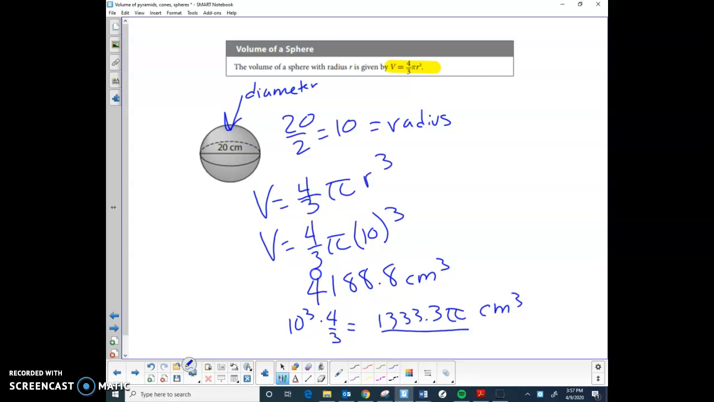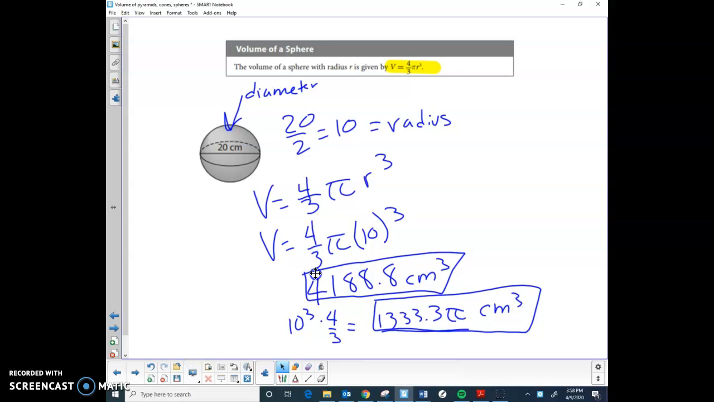The only reason you're going to leave that in terms of pi is down the road when you get into more higher level math, leaving this in terms of pi will give you more accurate answers because you might need this measurement to find something else. So I would accept either one of these answers, whichever one is easier for you. You can leave it in terms of pi, you can calculate it out with your calculator. Either way is fine.